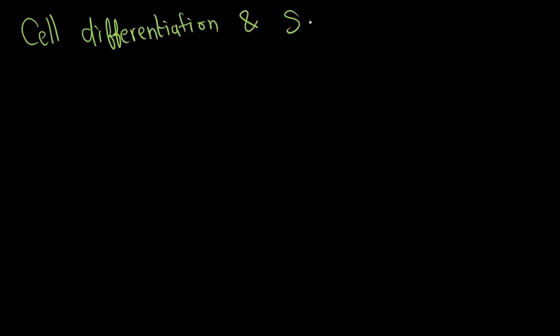Okay, so we know that all living things start from just one cell, but how do we end up with so many of them? So in today's topic, we will cover cell differentiation and specialized cells.